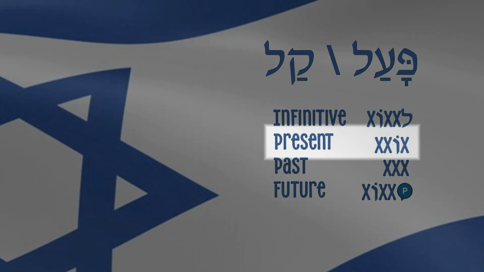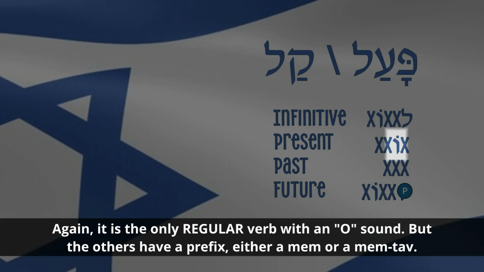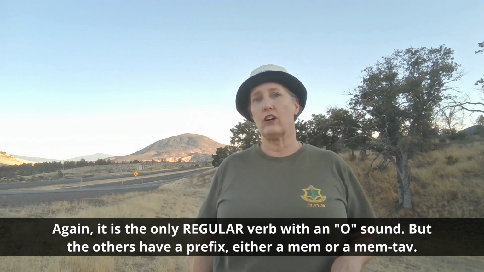Okay, moving on to present tense. Present tense has an O sound between the first and the second letters of the shoresh, always indicated by a vav. It is the only present tense with an O sound. But if you are reading, it could conceivably get confused with a past tense pu'al verb, which also has a vav there, but it sounds like an u.